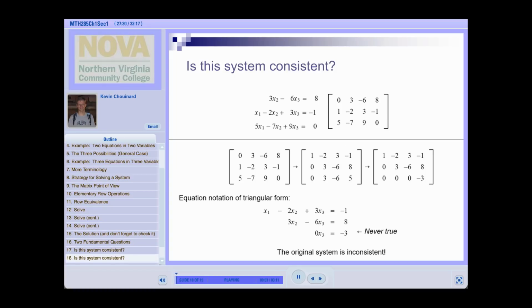Suppose we took a different system and asked ourselves those two main questions. Number one, is there a solution? And number two, if there's a solution, is it unique? Suppose we had the system of equations 3x sub 2 minus 6x sub 3 equals 8, x sub 1 minus 2x sub 2 plus 3x sub 3 equals negative 1, and then finally 5x sub 1 minus 7x sub 2 plus 9x sub 3 equals 0.